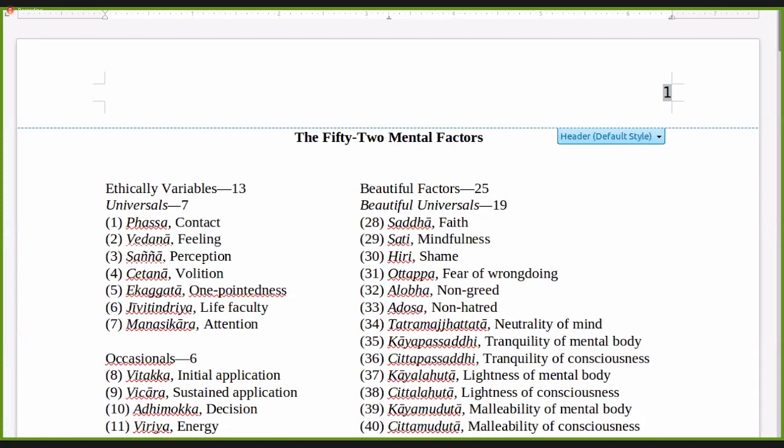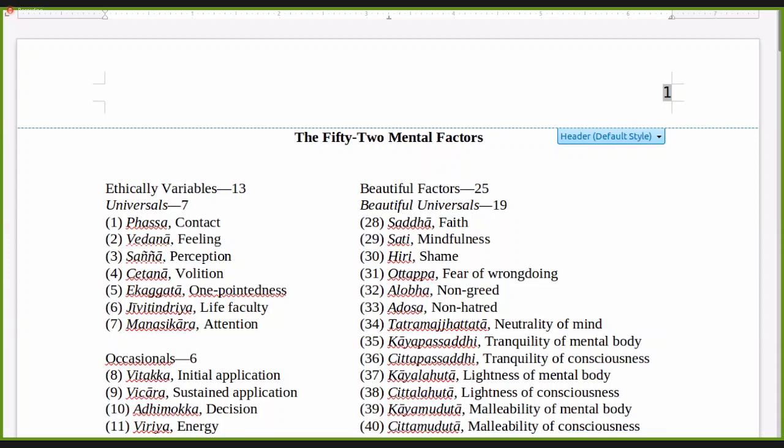So remain with the 15 mental states that are collectively called Sankharakkhanda, the volitional formation aggregates, because this group is headed by a mental factor called Chetana, volition.